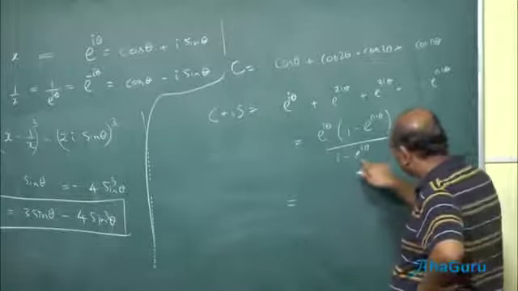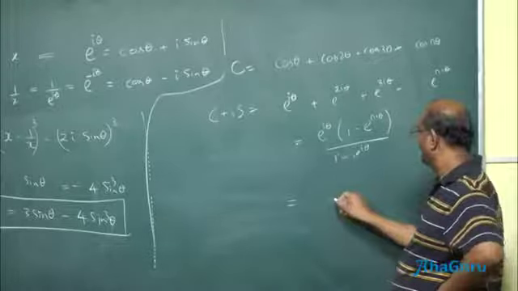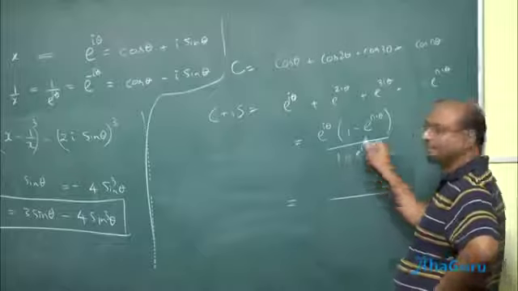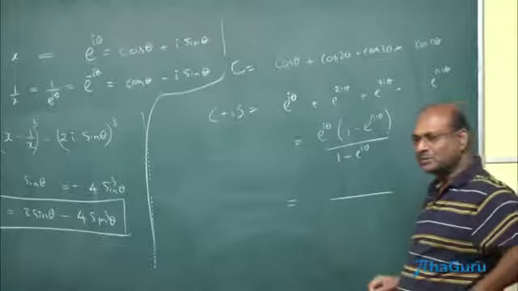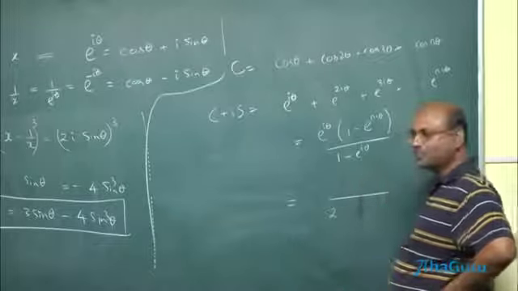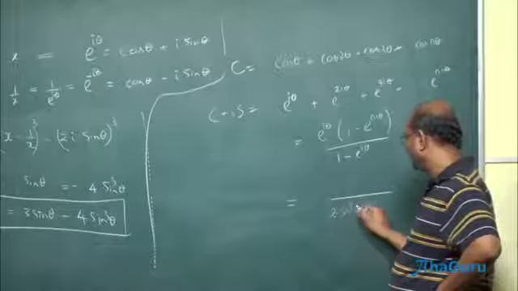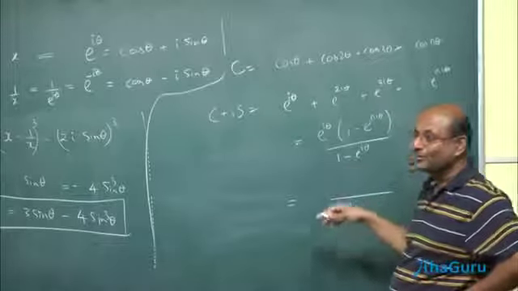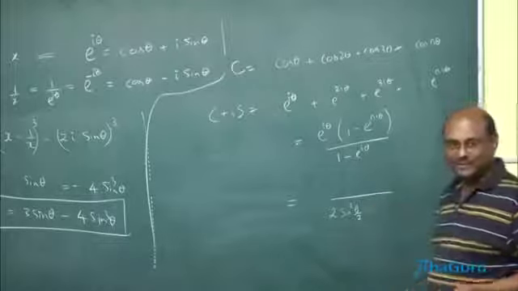Now let's go back and think about what is this character. What is this character? 1 minus e power i theta is 1 minus cos theta minus i sin theta. What is 1 minus cos theta? 2 sine square theta by 2. So now we are using trigonometry to do complex numbers. They come together.